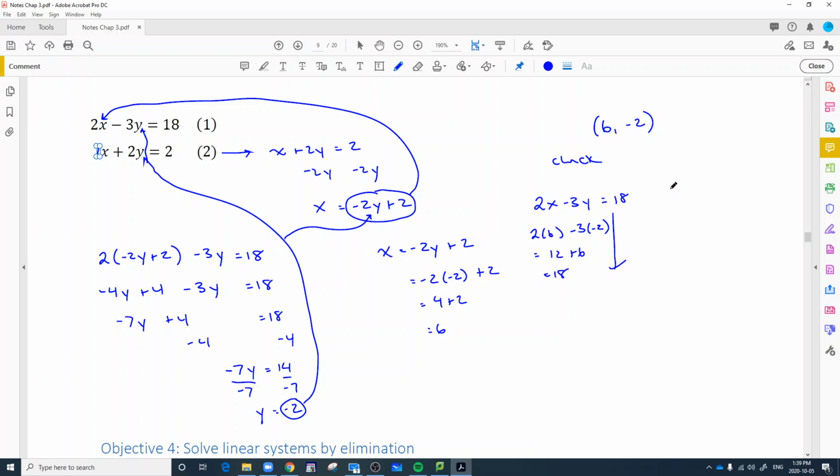Awesome. And then my other one is x plus 2y equal to 2. I've got 6 plus 2 times negative 2. Does that equal 2? That's 6 minus 4, and I'm good. So my solution set would be the point 6, negative 2. So this is the point, and the only point, that satisfies both equations. It's the point on the graph where those two lines cross. All right, go and practice solving by substitution.